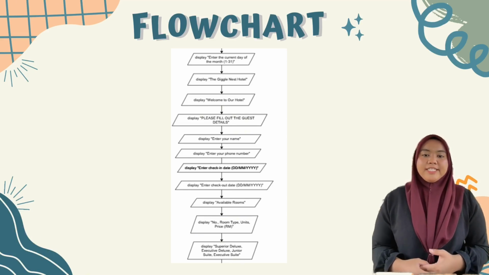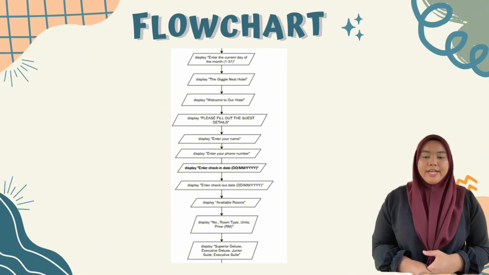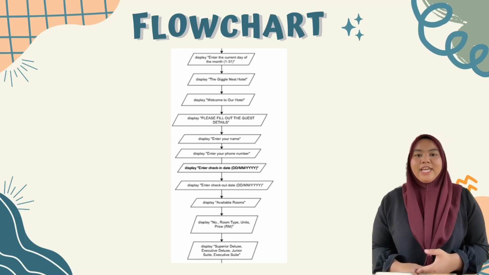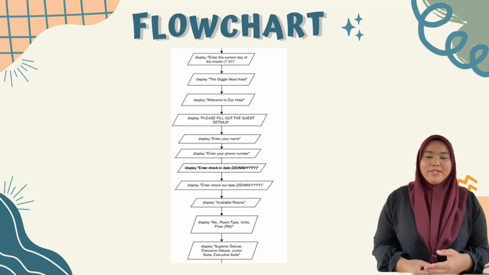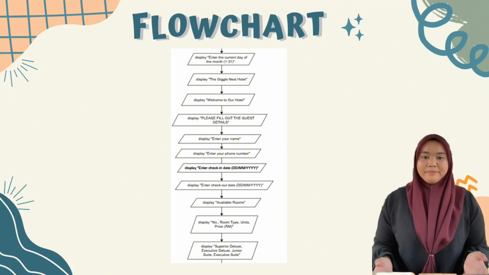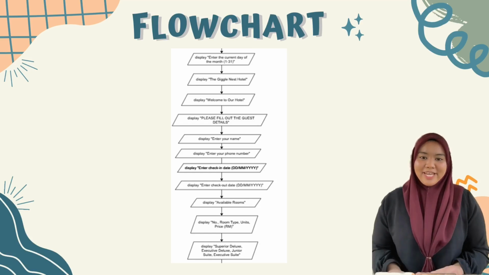Following this, the system proceeds to guest details input. It asks for guest information, including their name, phone number, check-in date, and check-out date. This ensures all required details are recorded before proceeding to room selection. Now, we move to the room selection process.